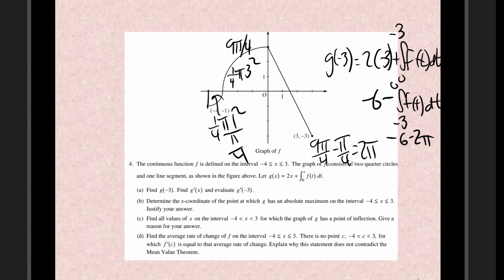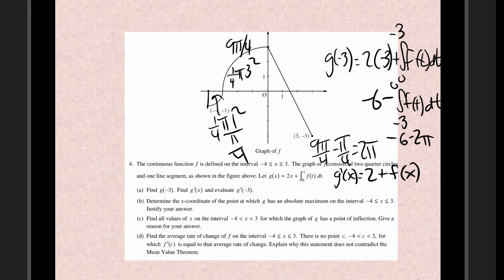Okay, that's g of -3. Now we have to find g prime of x and evaluate g prime of -3. So g prime of x is 2 for the derivative of 2x. That part's easy. And then the second fundamental theorem of calculus tells us that the derivative of the integral from 0 to x of f of t dt is just f of x. You just plug in the x.